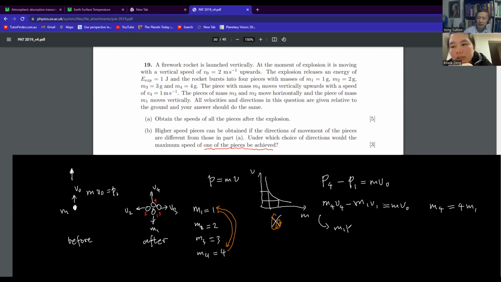4 m1 v4. I just swap them. They can change the direction, right? I just swap these two. That's the same constant. Can you see? Now, can that make a difference in this case? Can we say these two velocities will change?